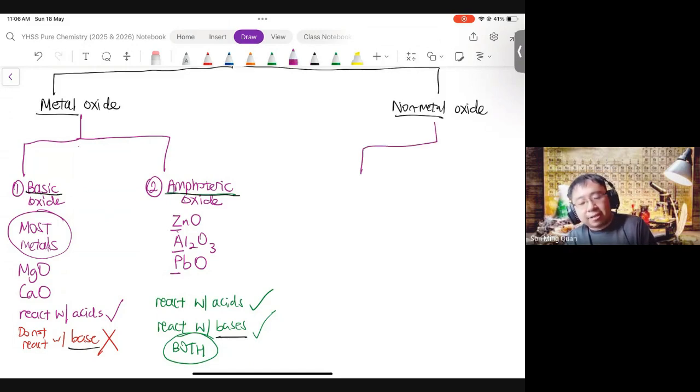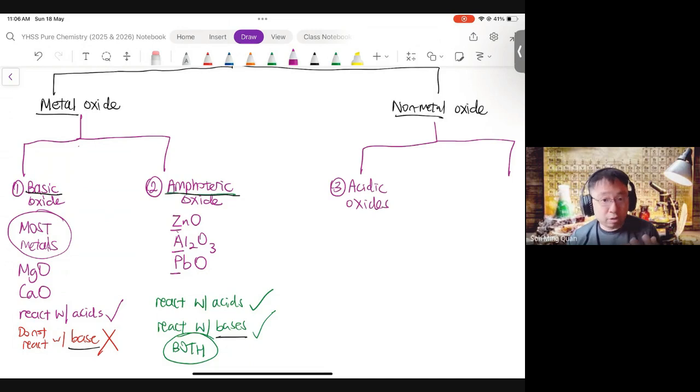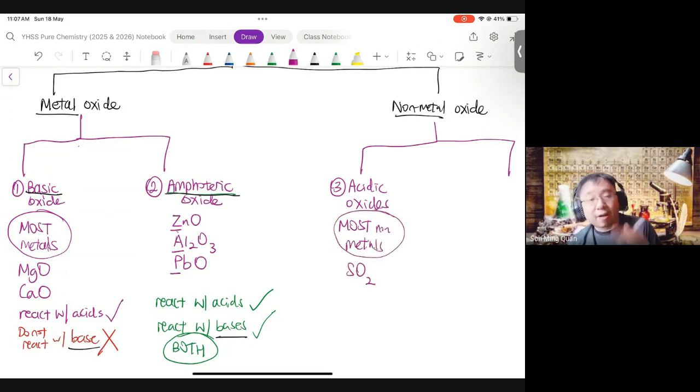Now the non-metal oxides. Most non-metal oxides are acidic. That means they dissolve in water to form acids, acidic solution. All right? So most non-metals are here. So like SO2, sulfur is a non-metal, so SO2 is an acidic oxide. NO2, acidic oxide. Nitrogen is a non-metal. CO2, acidic oxide. Even an unlikely non-metal, SiO2, silicon is also a non-metal, so it's acidic as well.